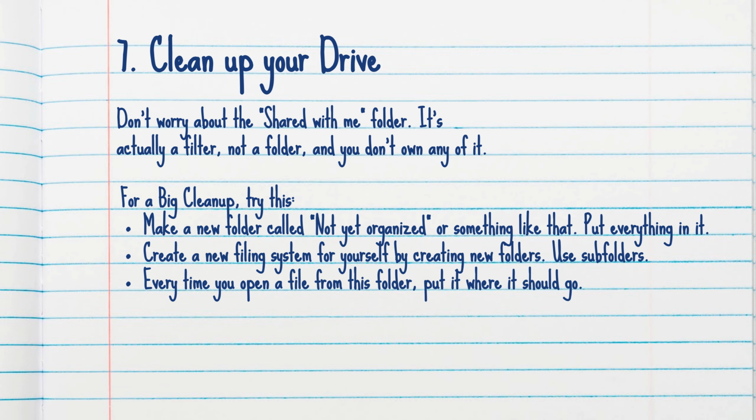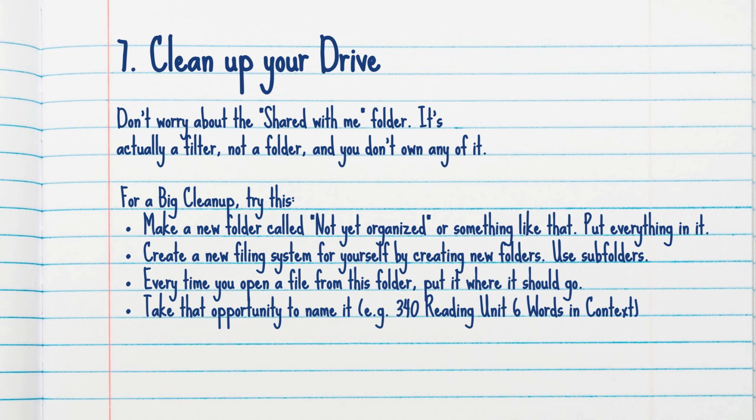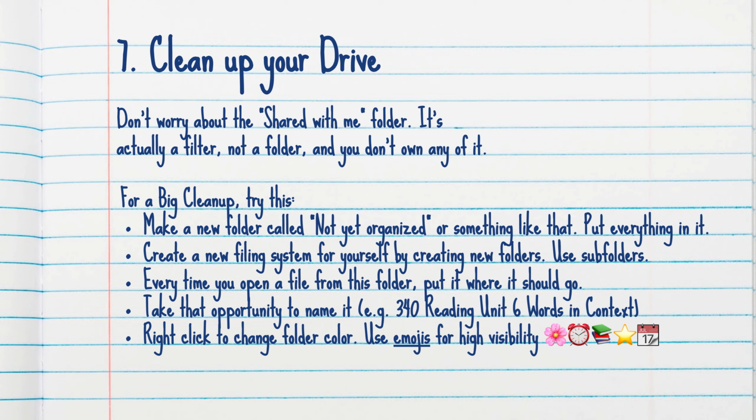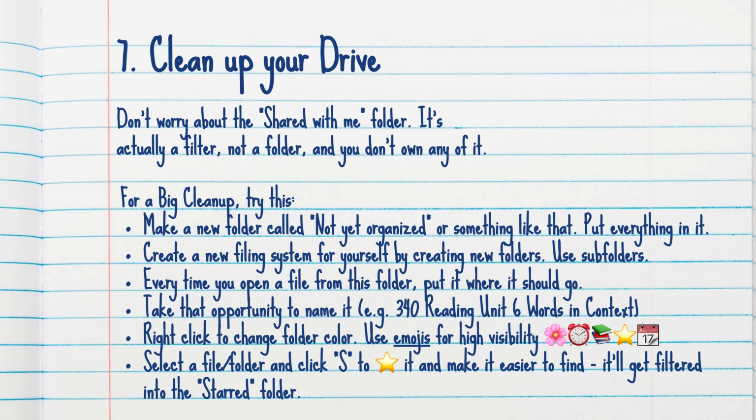You can also take this opportunity to name your stuff so it makes sense to you, so something that you can search easily, or something that you can find easily inside your folders. And to do this organizing, it's helpful if you use color or emojis, things like that. You can right click to change the folder color. You can use emojis on the folder names for high visibility. And you can also star folders and files.